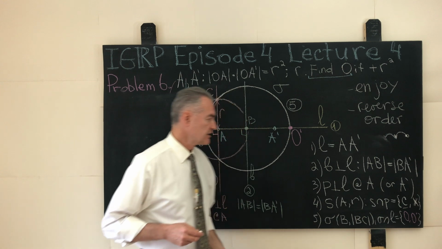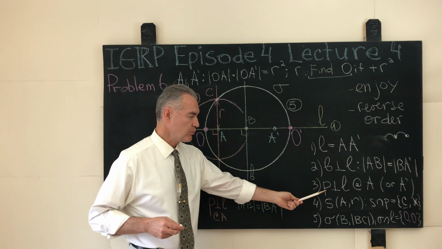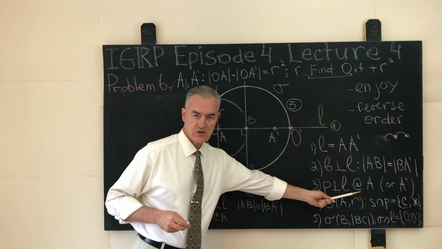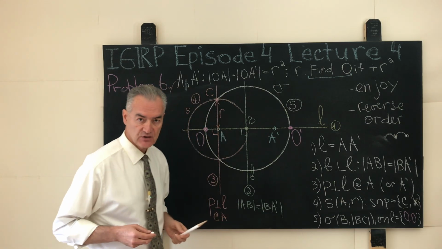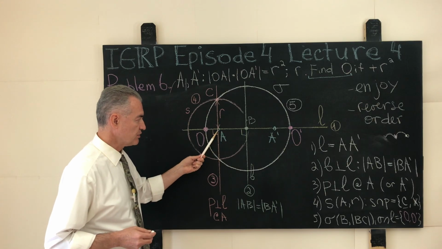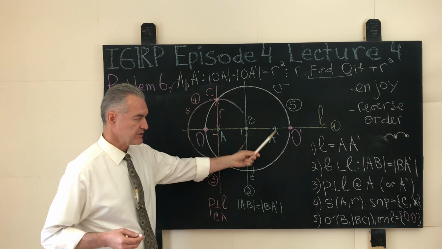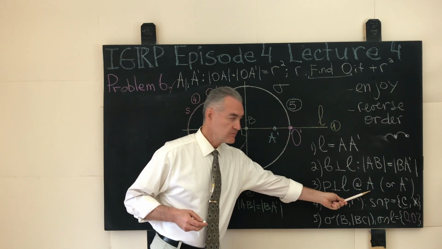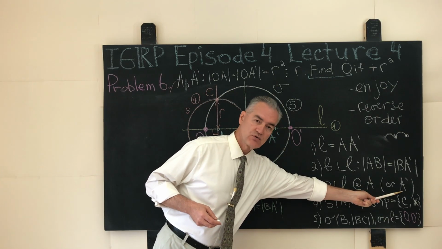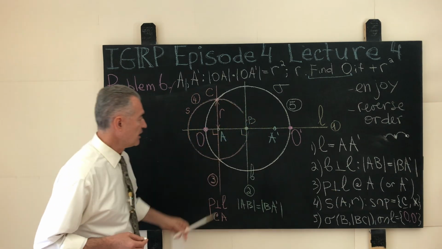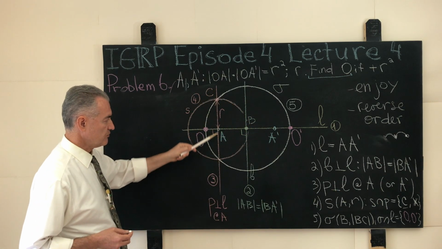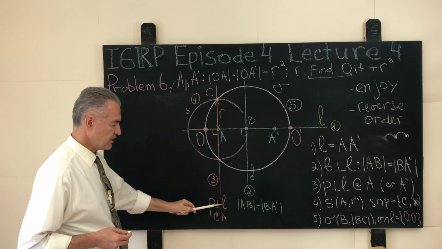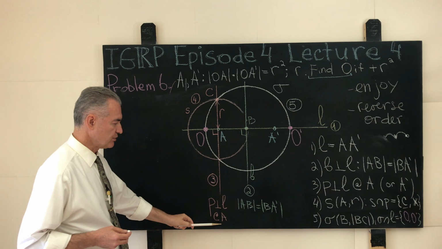Step number three, construct a perpendicular P to the straight line L through actually any of the given inverse images, through the point A or A prime. It doesn't matter here for demonstration purposes. I put the point A, but you can also do the same thing through the point A prime. Here that straight line is shown in orange. It's called P, perpendicular to L through the point A.